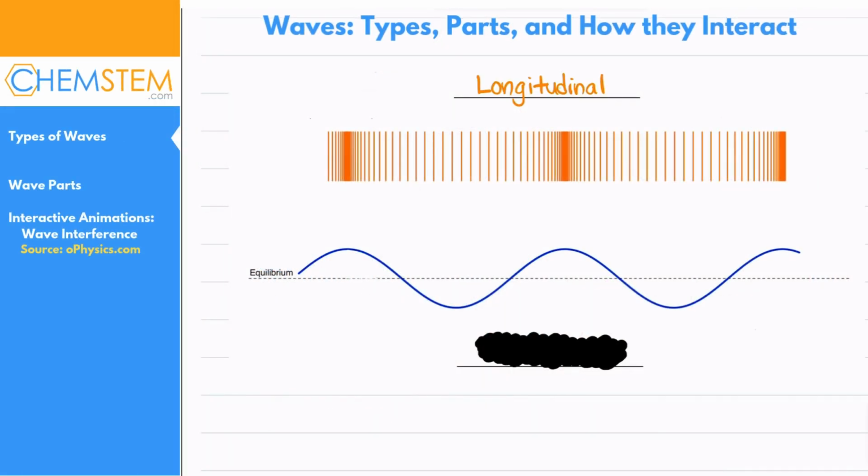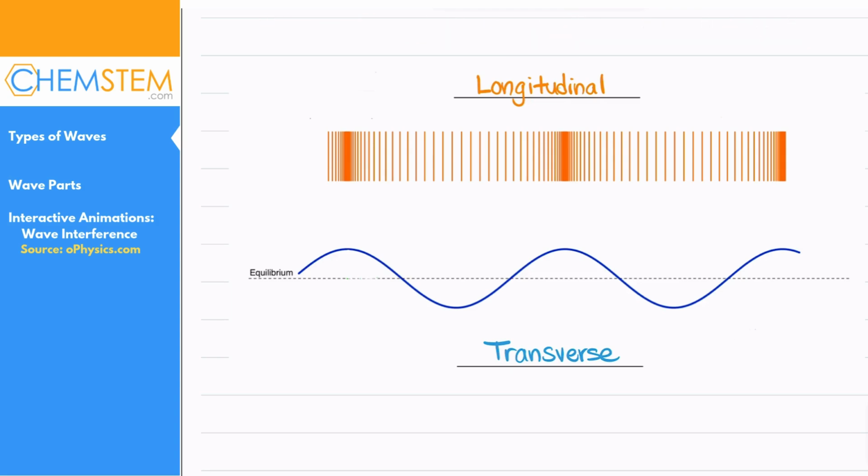There are two types of waves. There are longitudinal waves, and there are transverse waves. Let's talk about the difference.